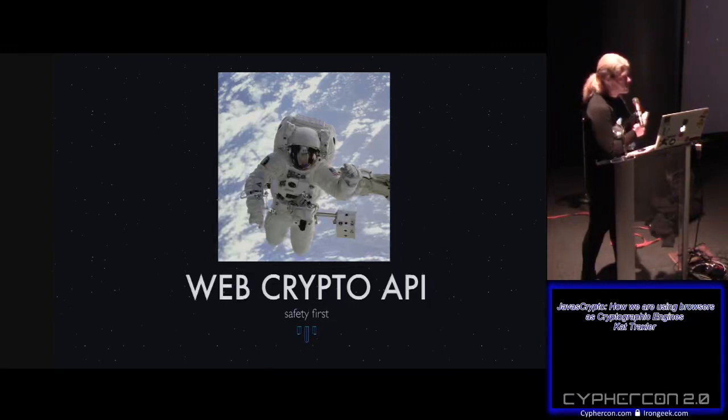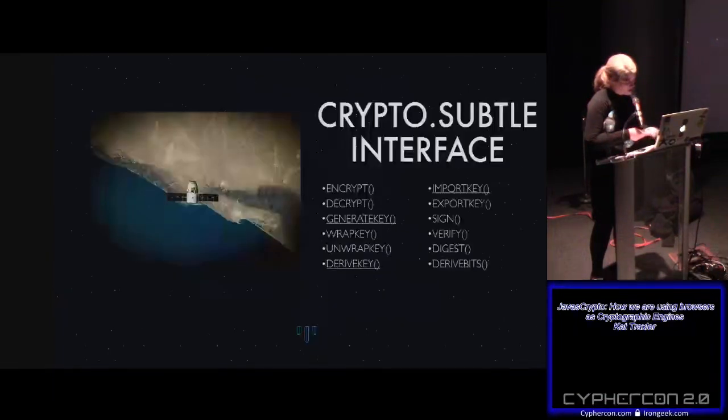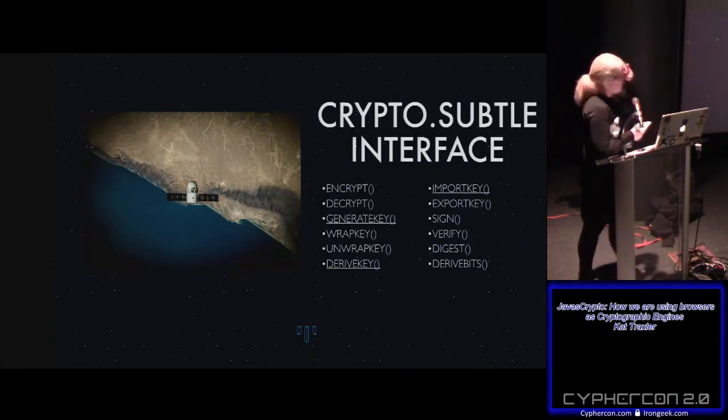Cryptography in the browser was happening, but also JavaScript in the browser needed the ability to direct these cryptographic operations. What's really missing from the web crypto API is any sort of direction.